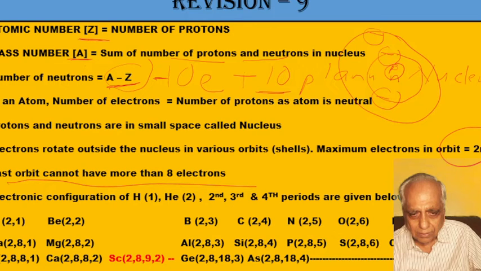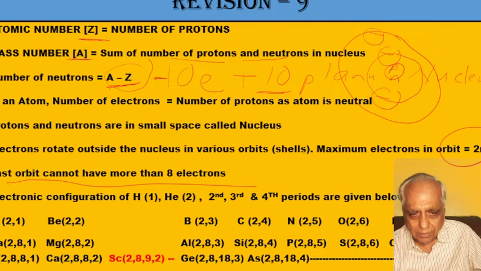Hydrogen's atomic number is 1 and mass number is 1, so it has only one proton. One proton means one electron, and no neutron, because the mass number is also 1. So the first orbit will carry only one electron. This is the electronic configuration of hydrogen. For helium, the atomic number is 2, so the first orbit will have both electrons. So we say the first orbit is complete, because it can carry 2 and it has 2.